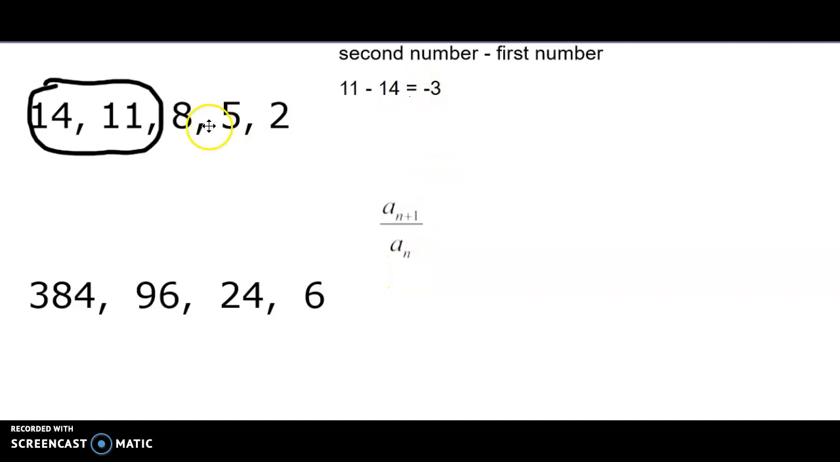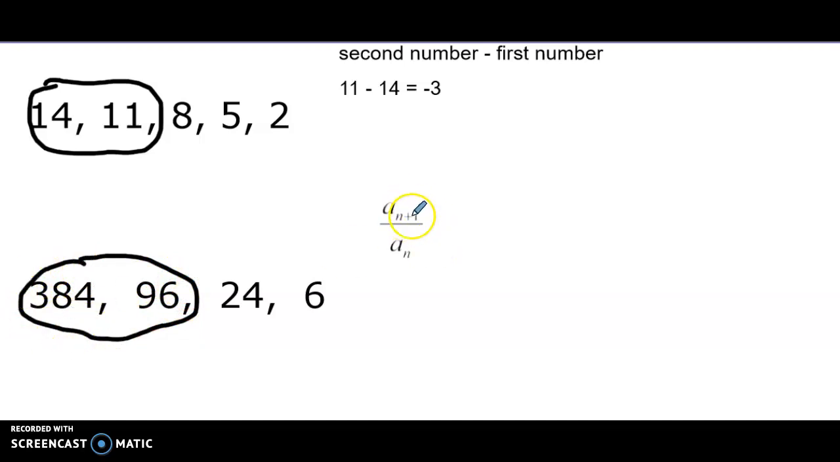So again, just to recap, we are looking at the second number and the first number, and for an arithmetic sequence, we take the second number and subtract the first number to get our common difference. We're going to do the same thing. We're going to take the second and first number. We're going to focus on those, but instead of subtracting them, I'm going to take the second number and divide it by the first number.